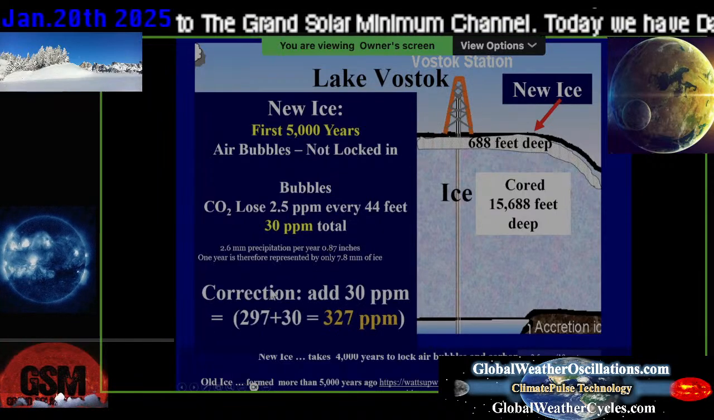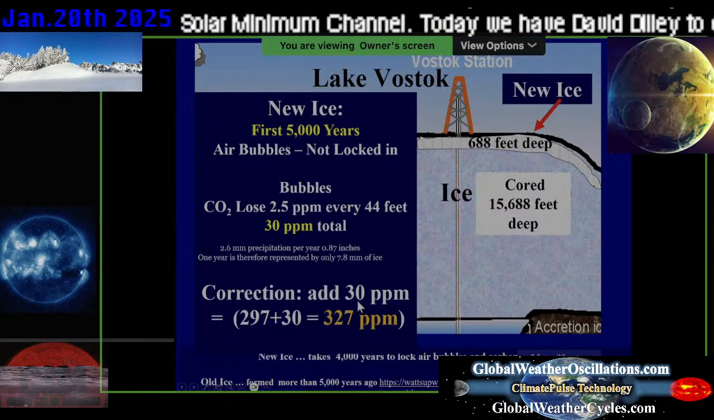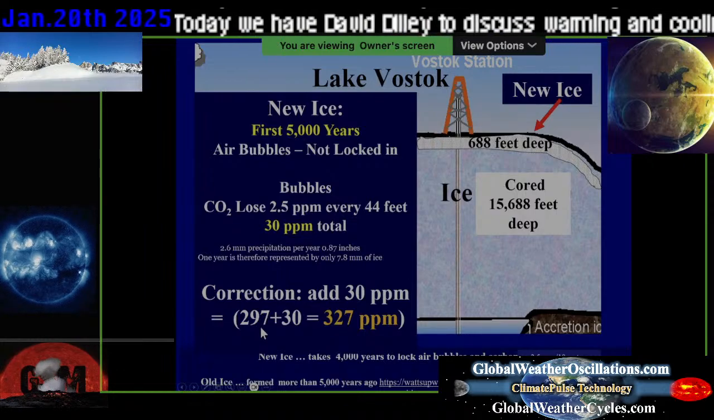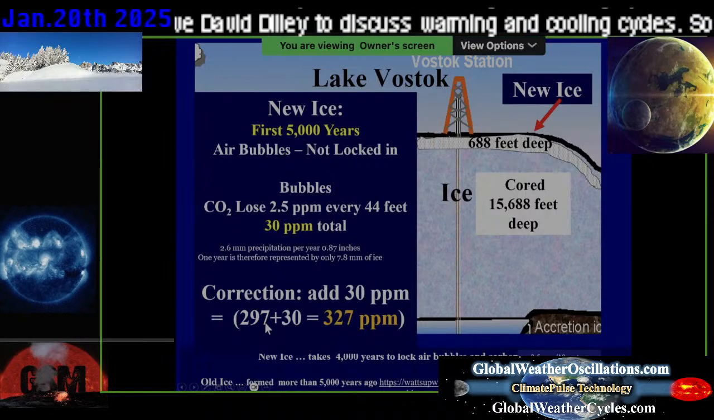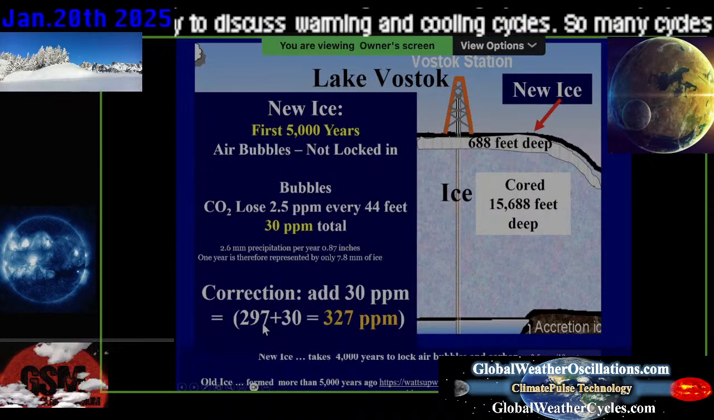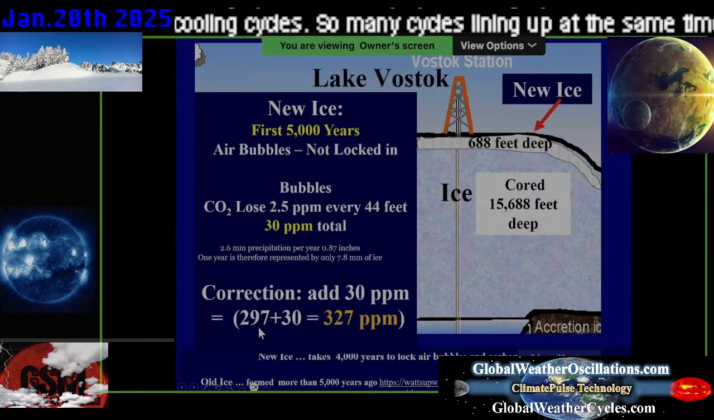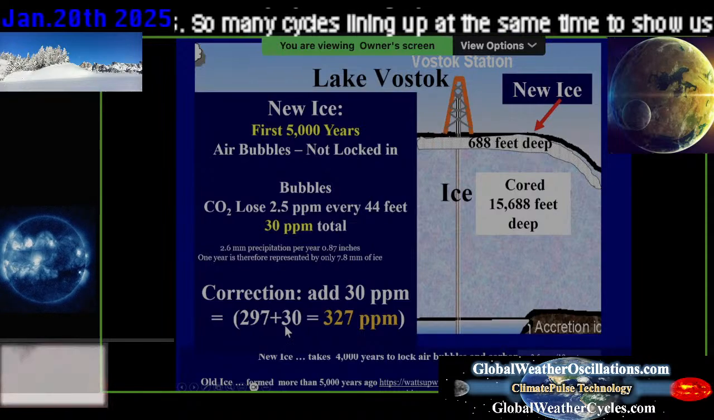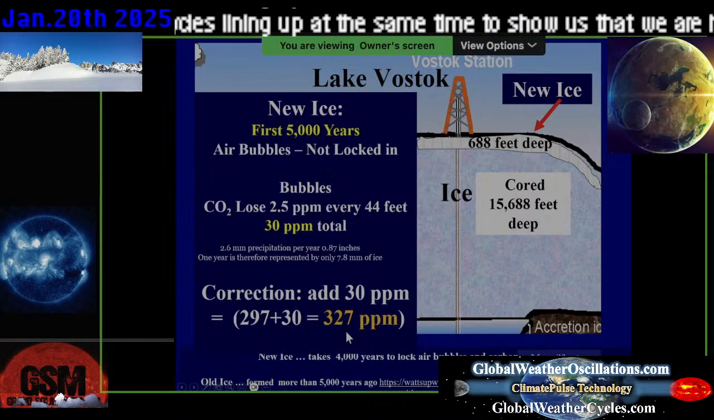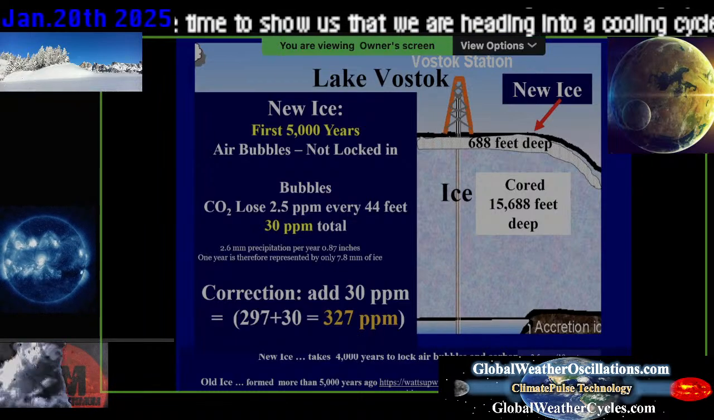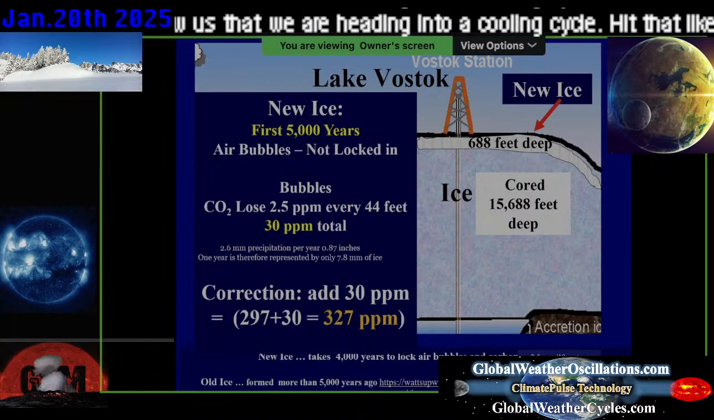So we have to do a correction. We have to add 30 parts per million to the current one. This is a sample I'm going to be showing you. For example, if it was 297 parts per million on an ice core sample, you have to add 30 to it. It was actually 327 parts per million. But they tell you we've never even reached 300 parts per million. That's false.